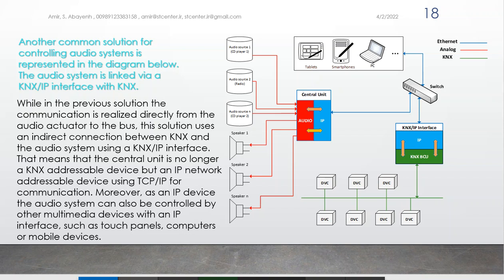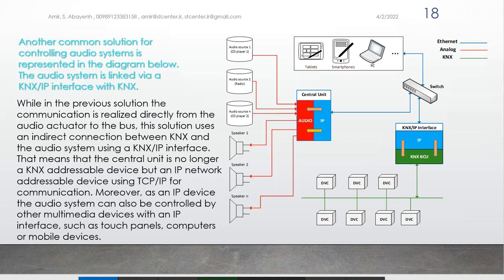So what we have in the previous solution is the communication realized directly from the audio actuator to the bus. This solution uses an indirect connection between KNX and the audio system with the KNX IP interface. What we have here is indirect, not direct. That means that the central unit is no longer a KNX addressable device, but an IP network addressable device using TCP/IP for communication. Moreover, as an IP device, the audio system can also be controlled by other multimedia devices with an IP interface, such as touch panel computers or mobile devices.